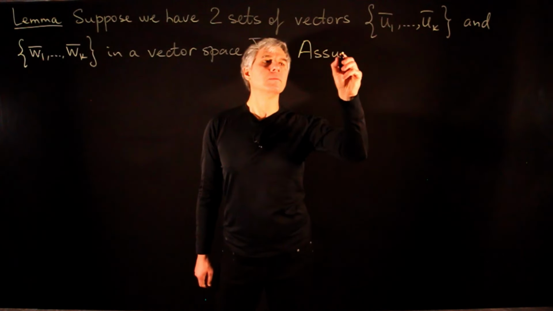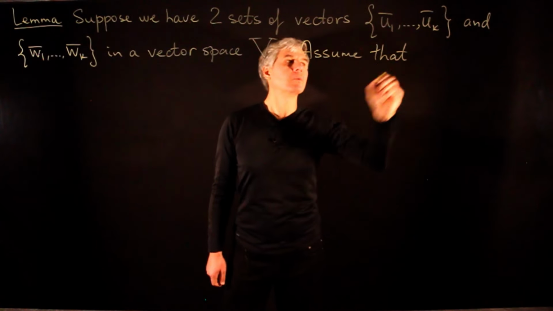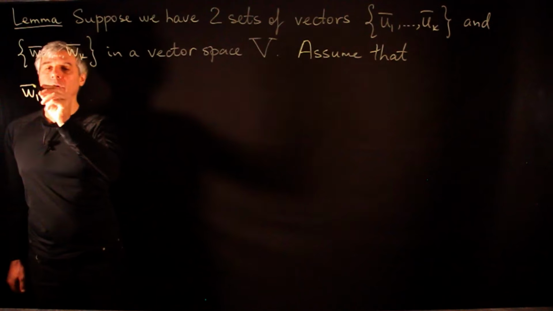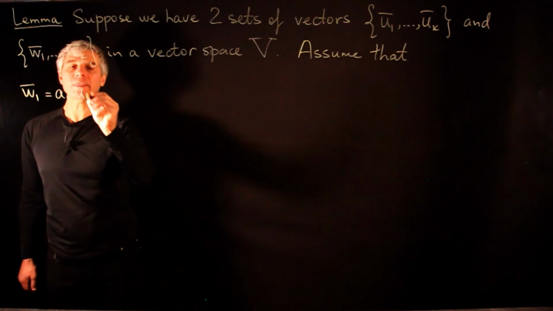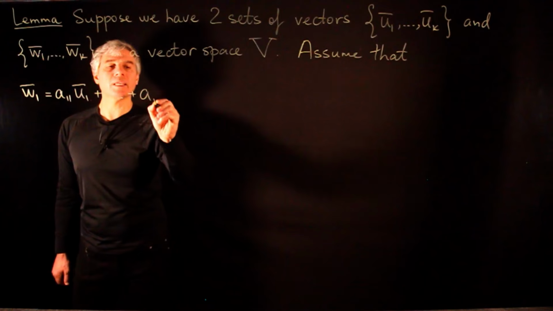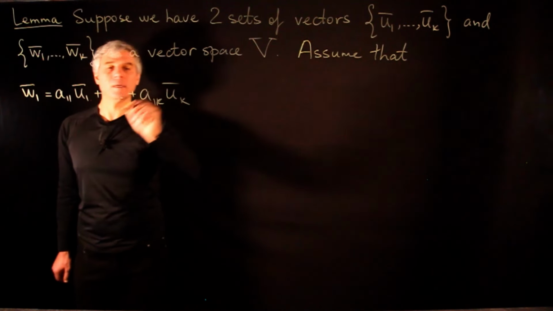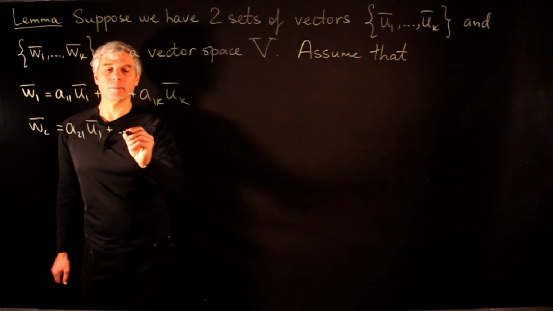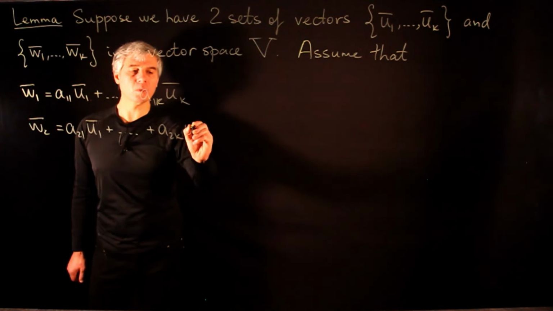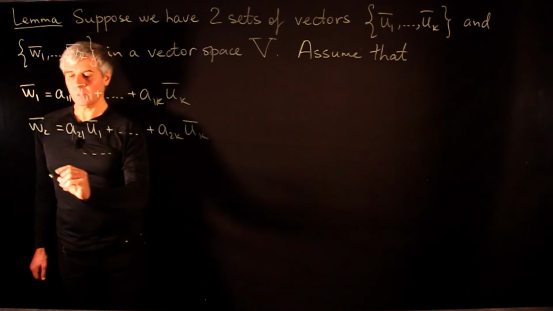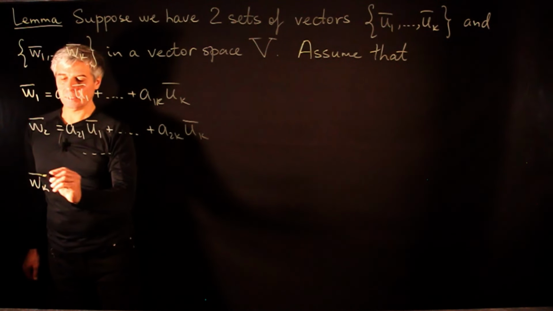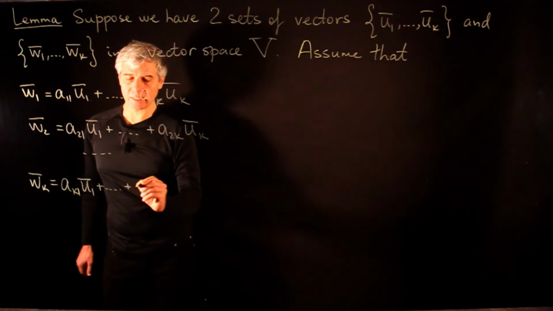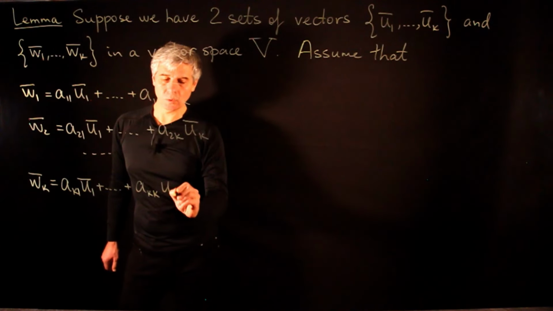Assume that we can express w vectors in terms of u vectors. w1 is equal to a11 u1 plus ... plus a1k uk. w2 is a21 u1 plus ... plus a2k uk, and so on. wk is equal to ak1 u1 plus ... plus akk uk.